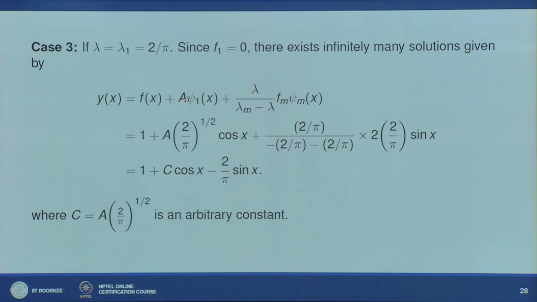If this limit exists, we can call it any value. 0 by 0 can take any value, a can take any value, so here we have infinitely many solutions. I can write it as a psi_1(x) plus lambda times the sum of f_m psi_m(x) over (lambda_m minus lambda), where here lambda_m is lambda 2. So a is any arbitrary constant. You can put in the value here and say that it is 1 plus c cos x minus 2 by pi sin x, where c is this, and since a is arbitrary, c is also arbitrary.